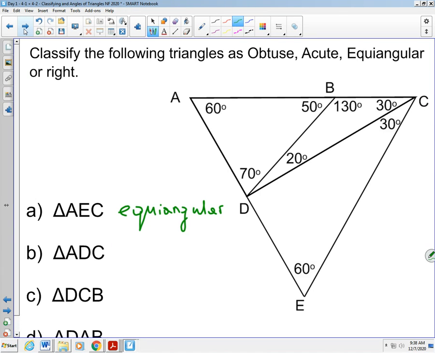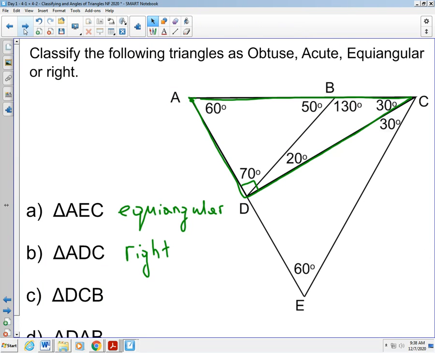Question B, triangle ADC. I am talking about this triangle. So we have 60. This angle here would be 90 because 70 plus 20 is 90, and 30, therefore it's a right triangle. And question C, triangle DCB, which is this one, in red. That's obtuse.